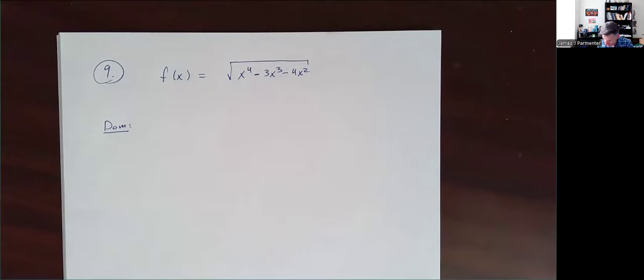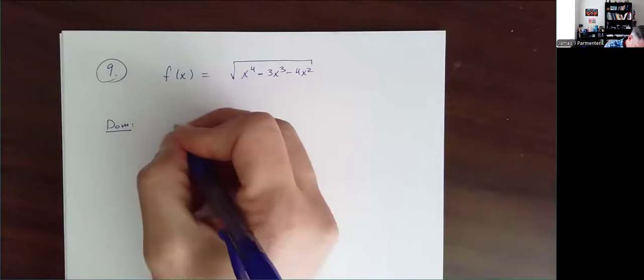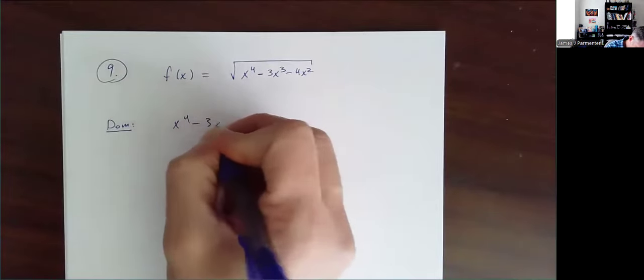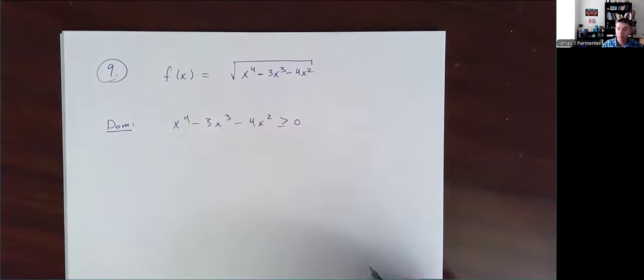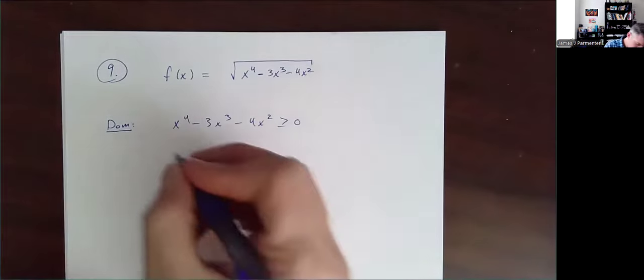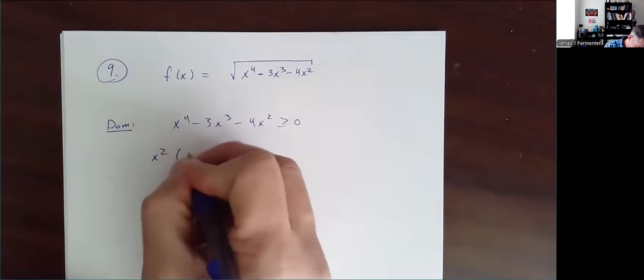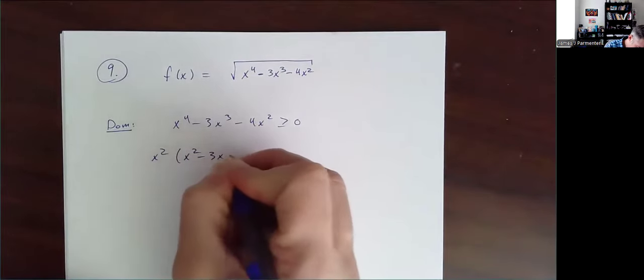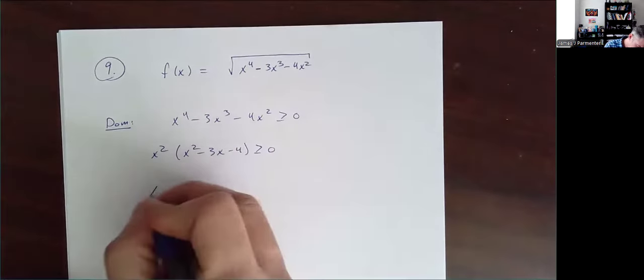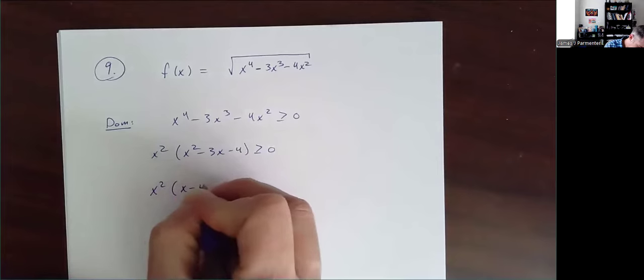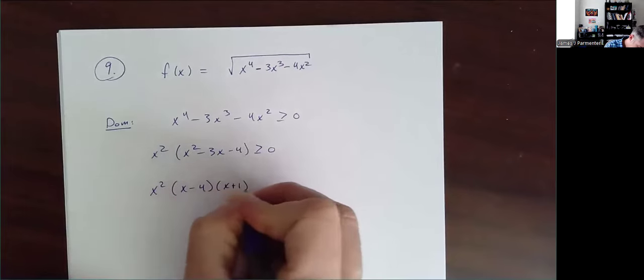Yeah, that'll work out fine. Okay, cool. So we want to set x to the fourth minus 3x cubed minus 4x squared to be greater than or equal to 0. We're going to factor out an x squared first, because we can. Left with x squared minus 3x minus 4 greater than or equal to 0. And then we're going to factor this more. It does factor. The factors are x minus 4 times x plus 1.